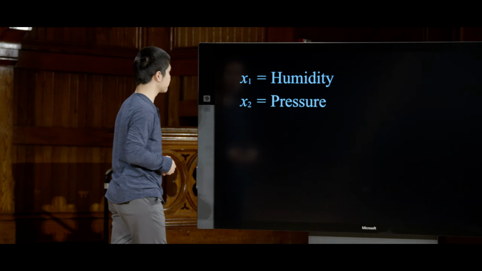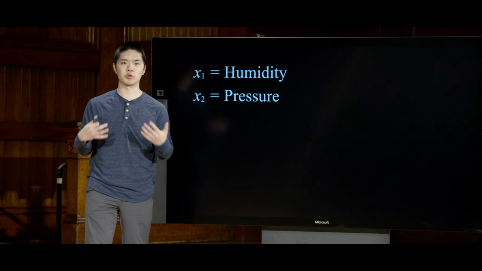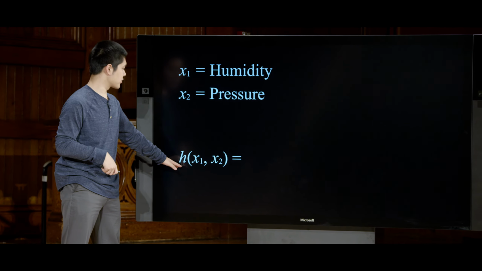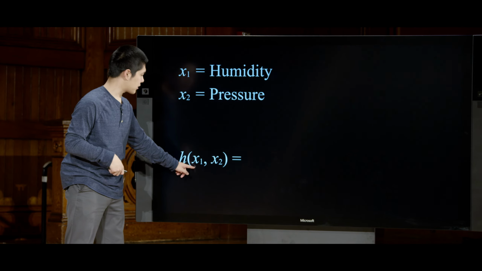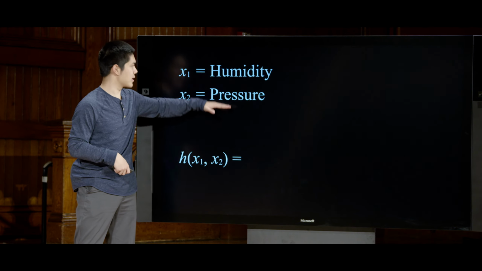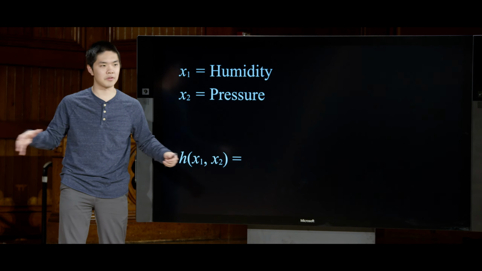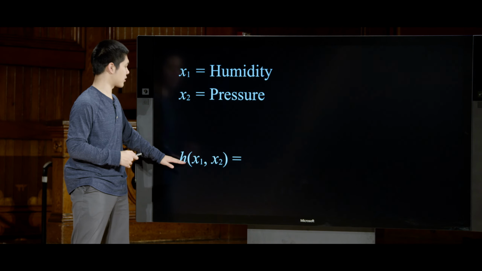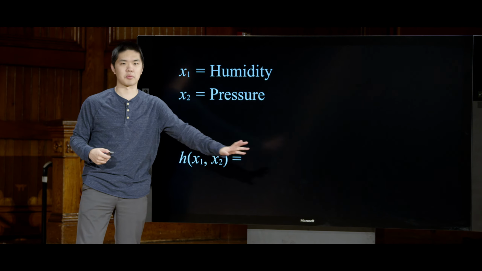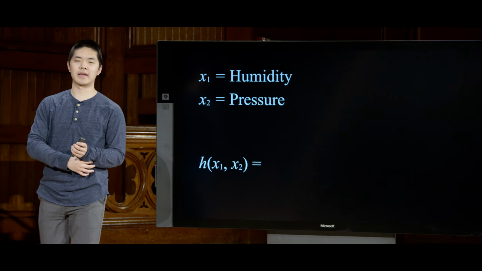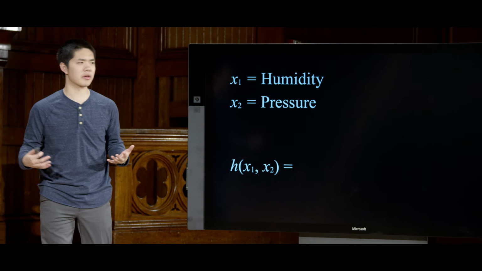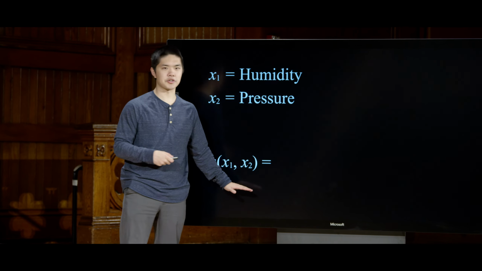And we are going to predict that using our hypothesis function, which we called h. Our hypothesis function is going to take as input x1 and x2, humidity and pressure in this case. And you can imagine if we didn't just have 2 inputs, but we had 3 or 4 or 5 inputs or more, we could have this hypothesis function take all of those as input. We'll see examples of that a little bit later as well. And now the question is, what does this hypothesis function do?